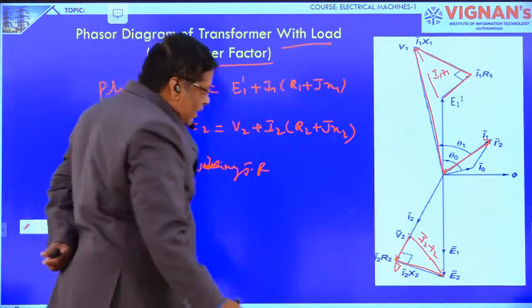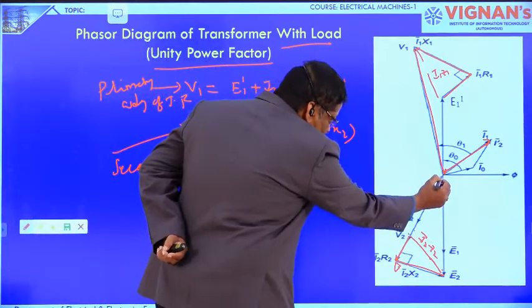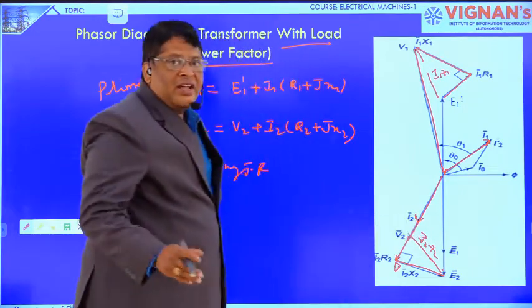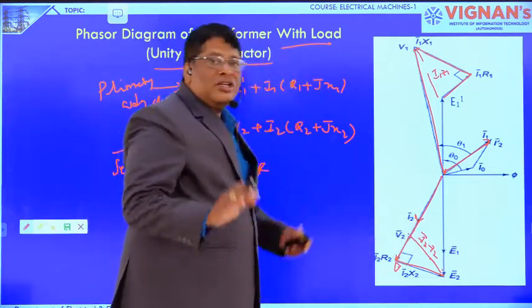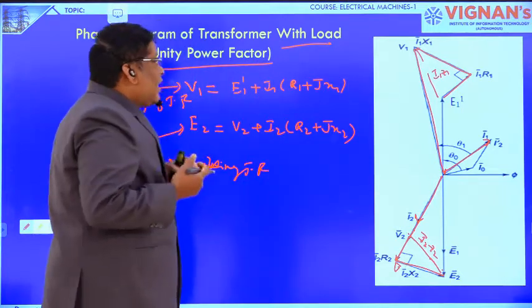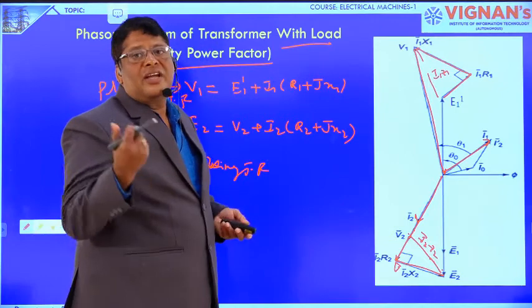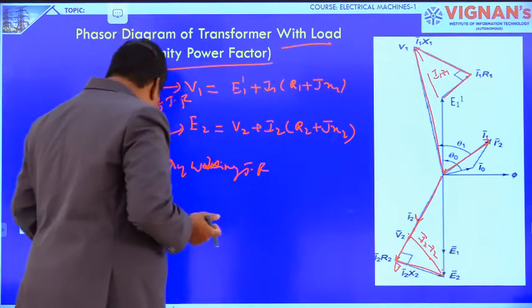Unity power factor is nothing but the current being in phase with the voltage. That is very, very important. This V2 and I2 are in phase. The angle between the I2 and V2 is 0. An example of a unity power factor load is a resistive load, an incandescent lamp. All lamps are unity power factor loads, right?